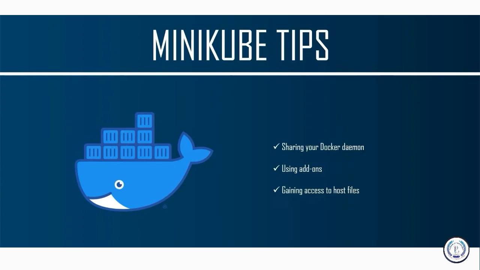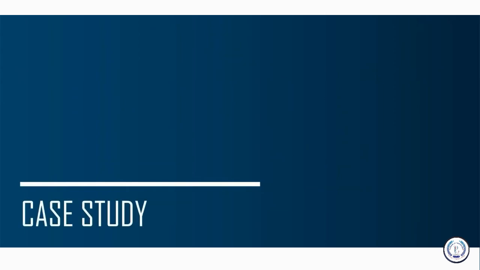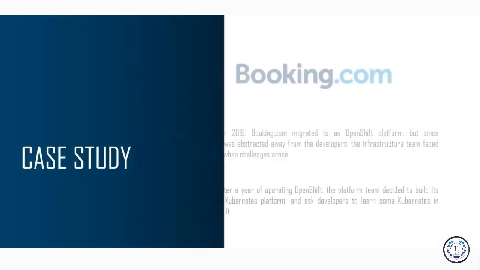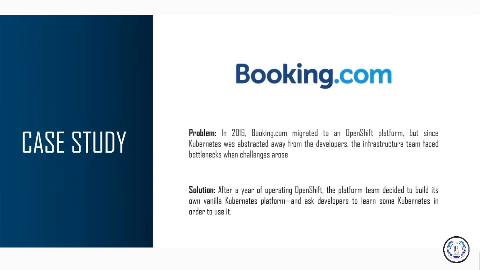So these are some tips that you will have to really remember when you're starting to use Minikube. Now we'll go ahead and check out a case study of how Kubernetes has helped Booking.com achieve their business goals. So the problem in 2016 was Booking.com migrated to an OpenShift platform, which really gave product developers very fast access to infrastructure. Now, because Kubernetes was abstracted away from the developers, the infrastructure team became a knowledge bottleneck when challenges arose.